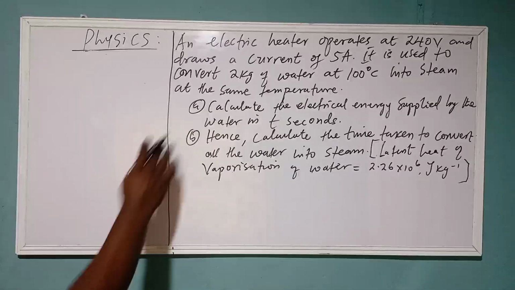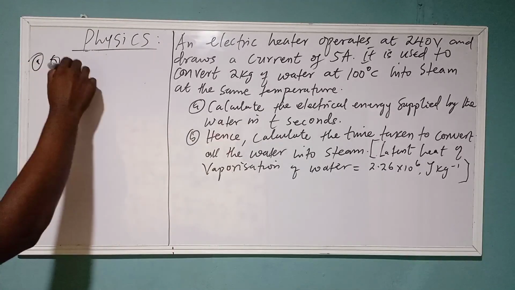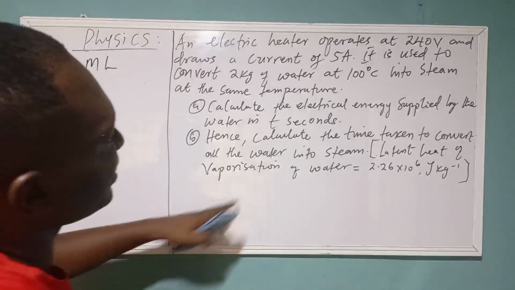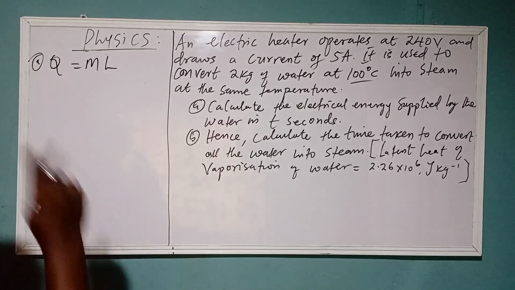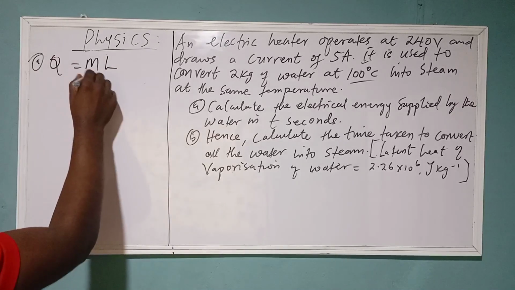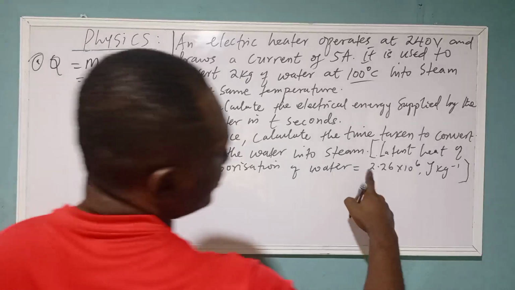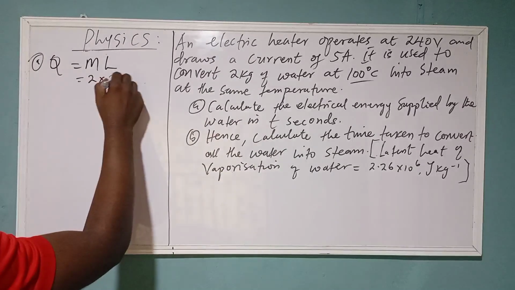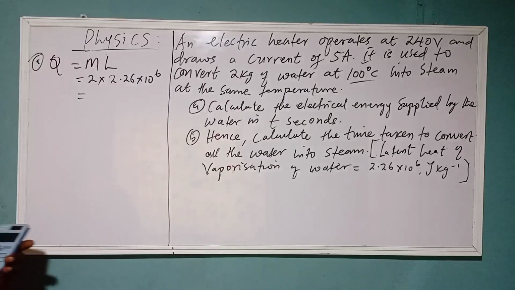All right, so let's start with option A. We know that heat energy is equal to mass times latent heat of vaporization, in this case because of this 100 degrees centigrade, right? So let's go. Now, our mass is 2, times our latent heat of vaporization of water, which is 2.26 times 10 raised to the power 6 joules per kilogram.